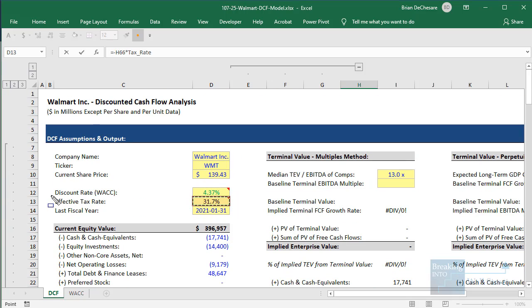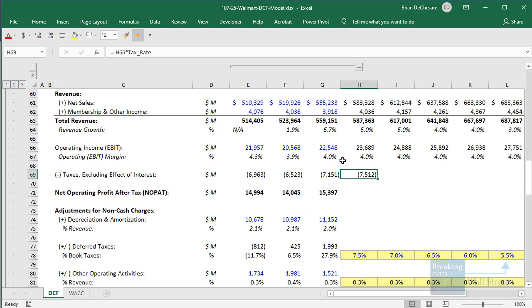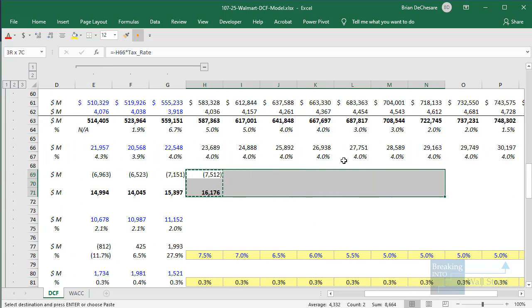This is just the company's average tax rate on the income statement over the past 3 years. So I just pulled it from the company's filings. We have that. And then to get to NOPAT, we just take operating income and subtract taxes, and we can copy this over.